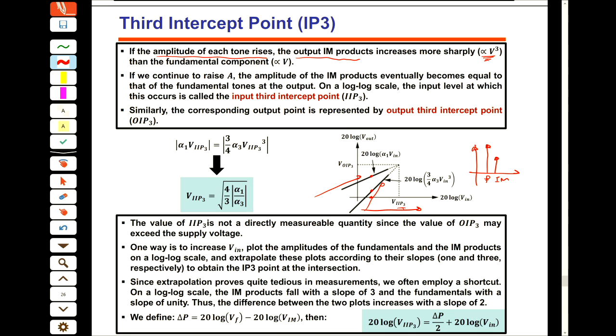For example, they say that the third intercept point of this amplifier is 20 dBm, or another amplifier is 50 dBm. So it means that up to 50 dBm of input signal, I can say that my fundamental signal is higher than the intermodulation signal. Okay?